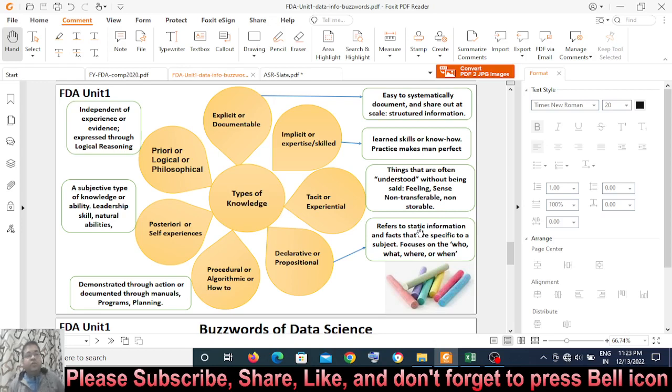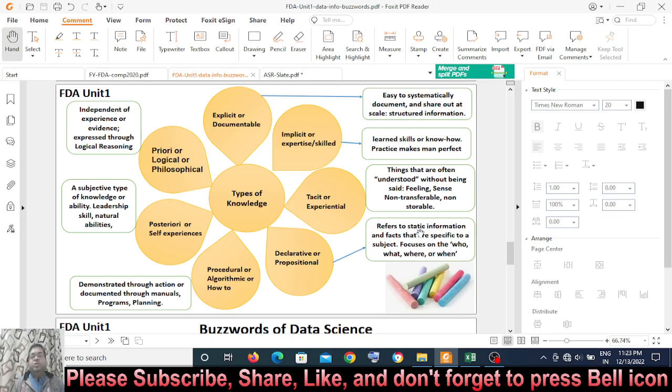Knowledge can be divided into these seven types of knowledge. The first is explicit or documentable knowledge, anything that we can document easily. Anything which is describable, documentable, or mathematically computable is called explicit knowledge. This knowledge is easy to systematically document and share at scale. All scientific knowledge is explicit knowledge. It is structured information.